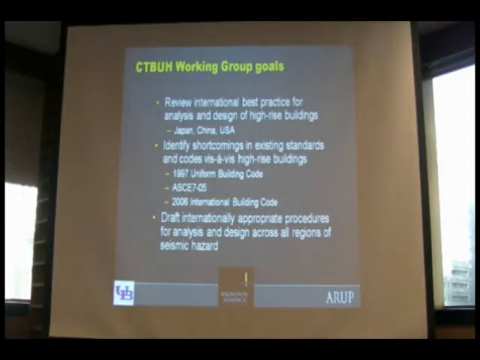And last but not least, we were asked to draft appropriate procedures for analysis and design across all regions of seismic hazard in all regions of the world, which is no simple task.